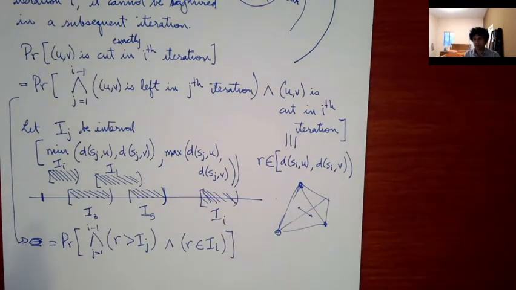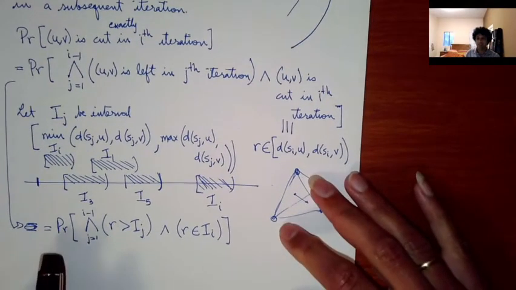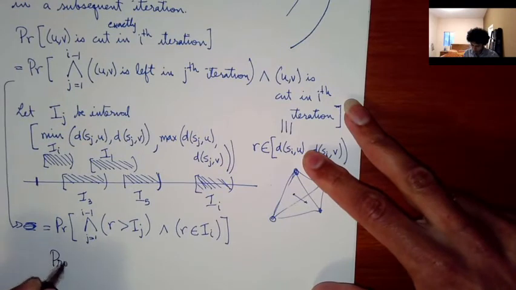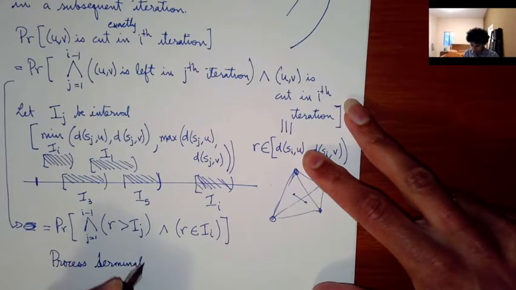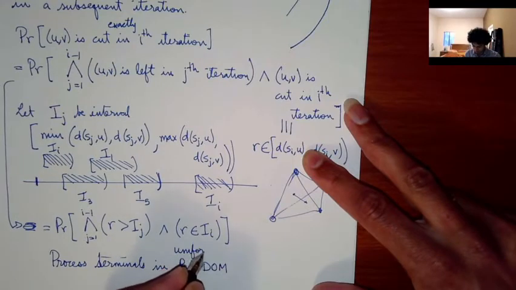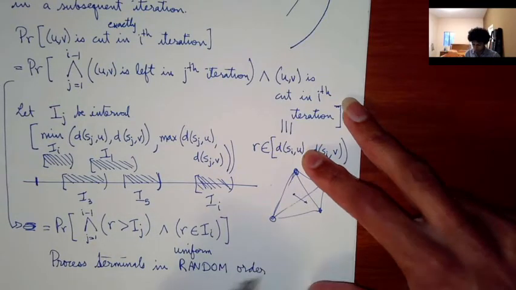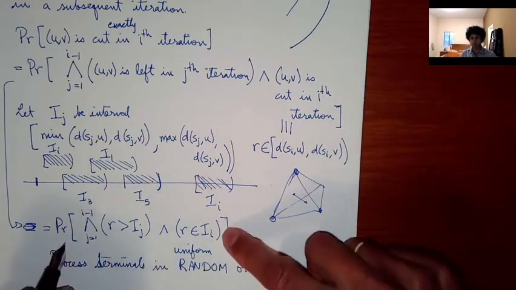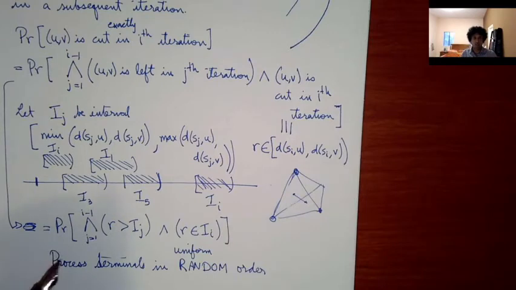So this is where the natural idea that comes up in all of this is: process the terminals in random order, or technically uniform random order. Because your hope is, if this becomes a low probability event, then you're in good shape, because that means the edge will not be cut. It'll end up being captured with high probability.